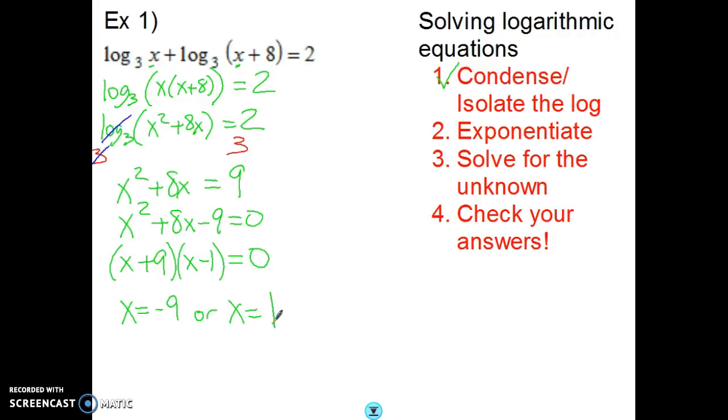So we went through step 2, went through step 3. In logarithmic equations, even more so than exponentials, it's very important to check your answers because it's quite common that one of them will not work.